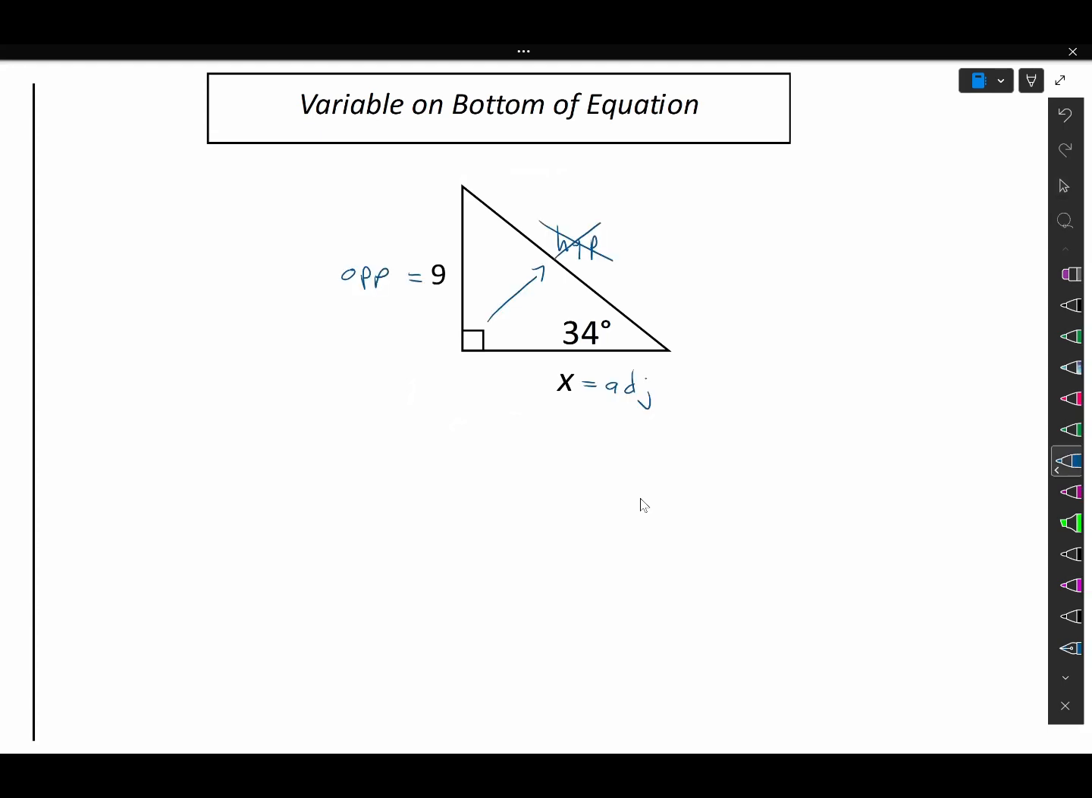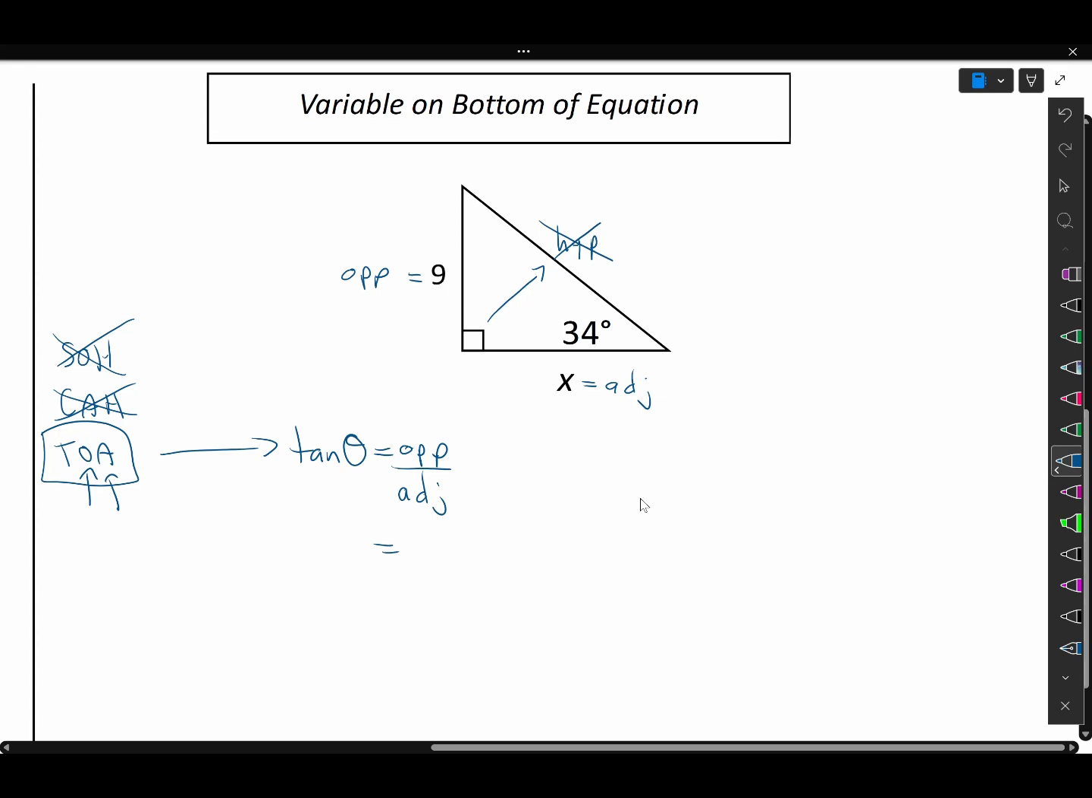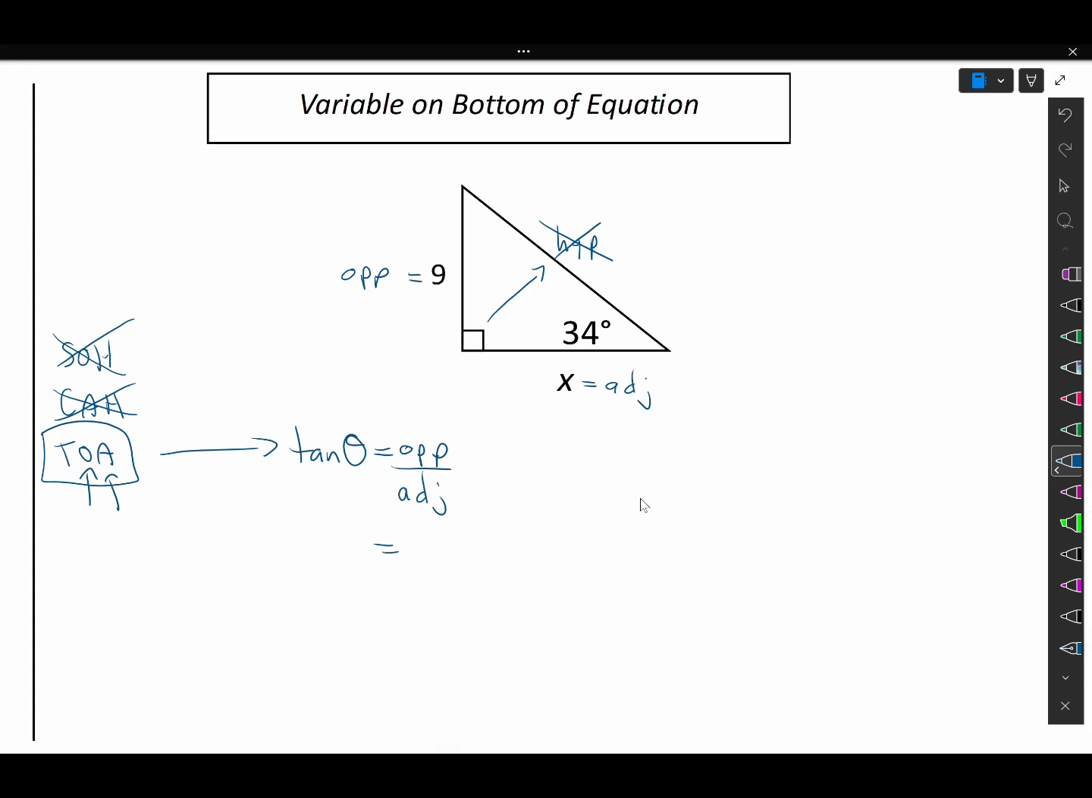Good, okay, so we label our sides. We don't have a hypotenuse, so we're not working with that. We're just working with adjacent and opposite. So if we use our SOH CAH TOA, the only equation over here that does not have a hypotenuse is our TOA. So we'll be working with the equation: the tangent of our angle equals the opposite over adjacent. Nice and easy. So from here, we're substituting in the values we know.